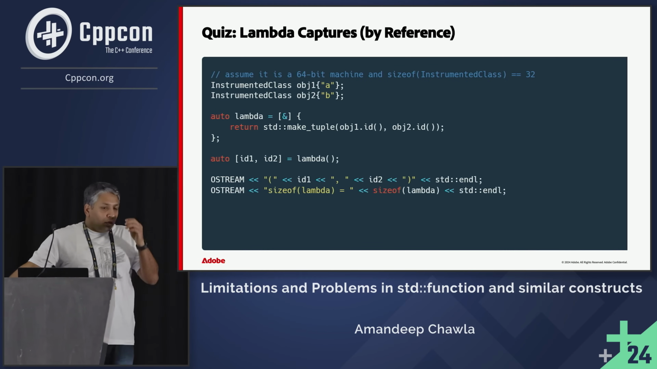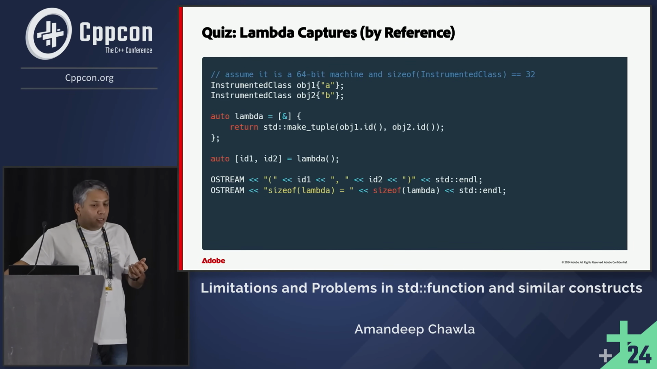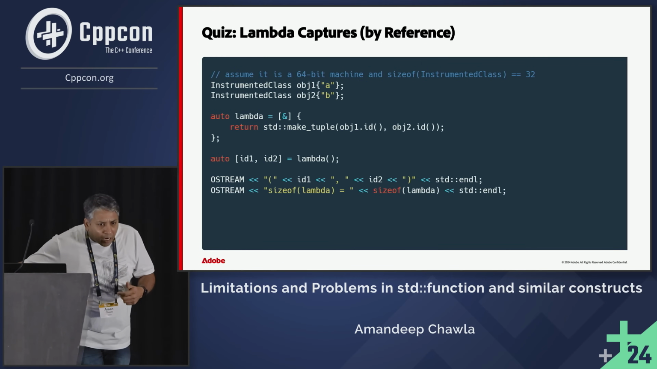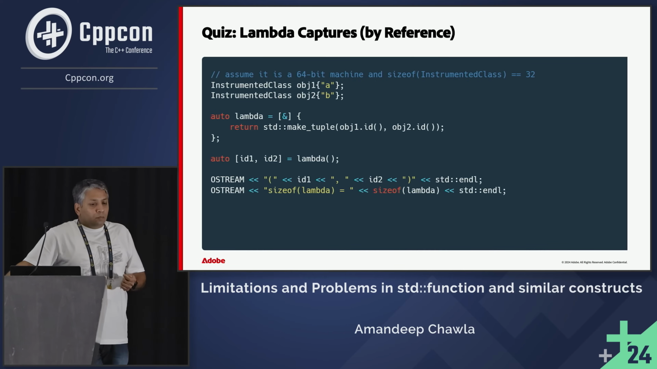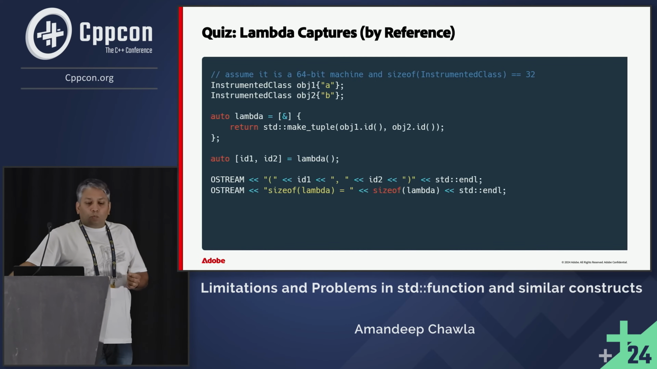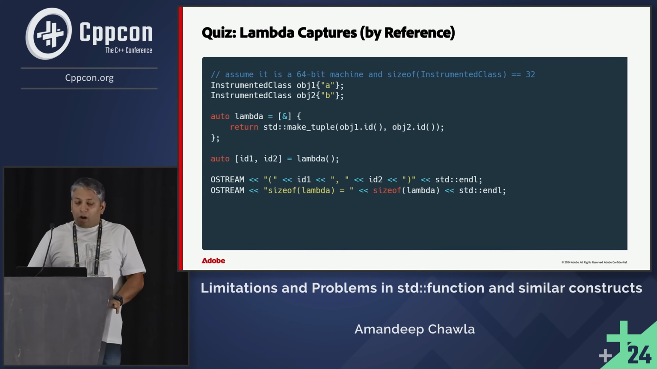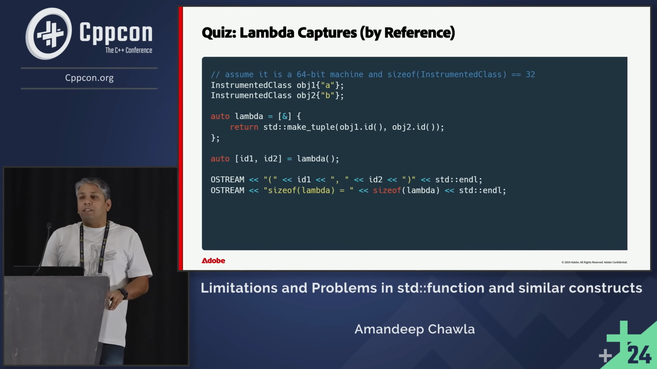Now, since everyone has used Lambdas, can you guess what will be the output of this code? Where I have two instrumented classes, one with ID A and one with ID B, and I capture them by reference, and then I invoke the Lambda. So what will be the output? And what will be the size? Any guesses?